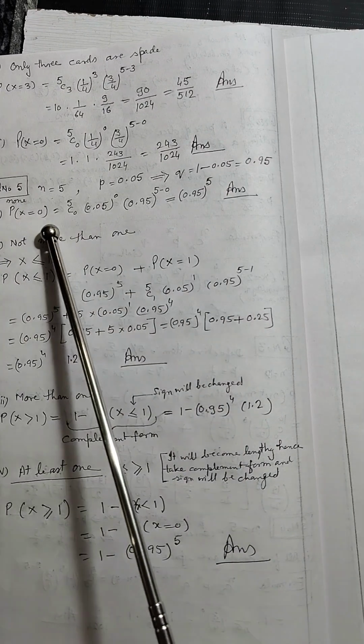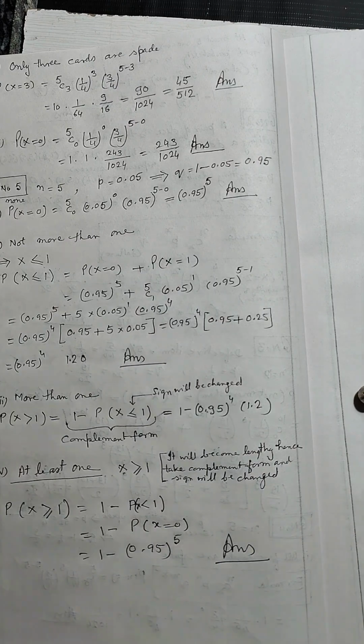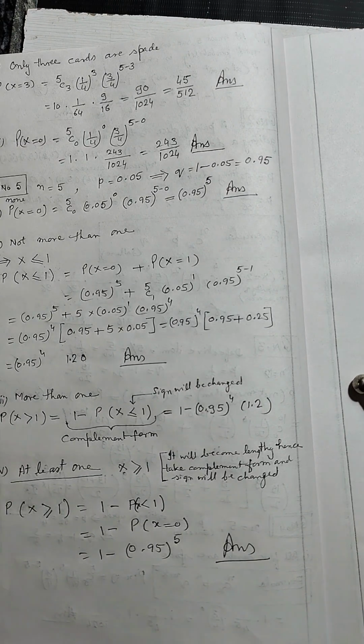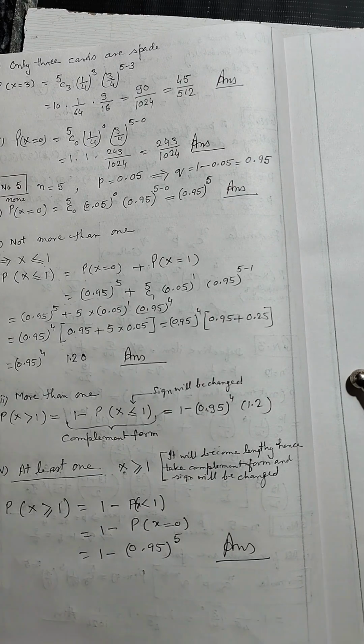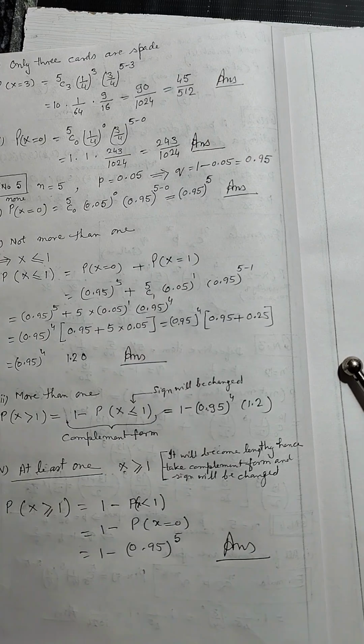Now come to the question number 5. Question number 5 states that the probability that a bulb produced by a factory will fuse after 150 days of use is 0.05. Find the probability that out of 5 such bulbs, none, first part is none, second, not more than 1, third, more than 1, and fourth, at least 1, will fuse after 150 days of use.